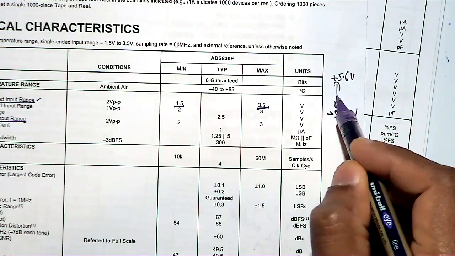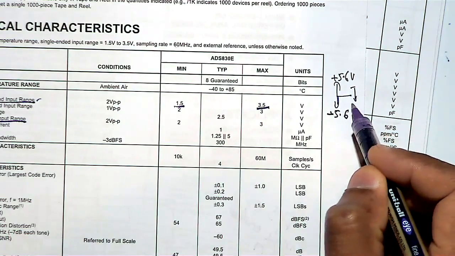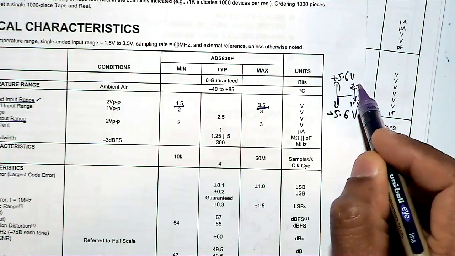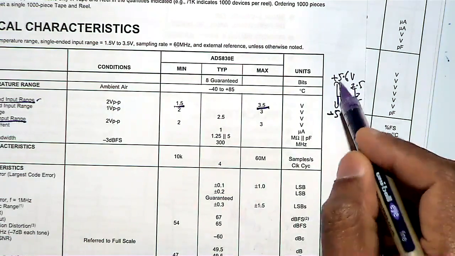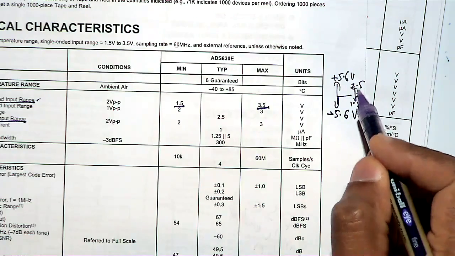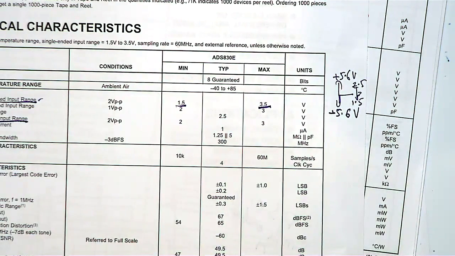This range, the ADC will convert between 1.5 to 2.5. You know what I meant? So this big range, the ADC will convert into a 2 volt range. So your minus 5.6 to plus 5.6 range will be a 2 volt range in the ADC. That is, as you know, what the ADC is going to do.